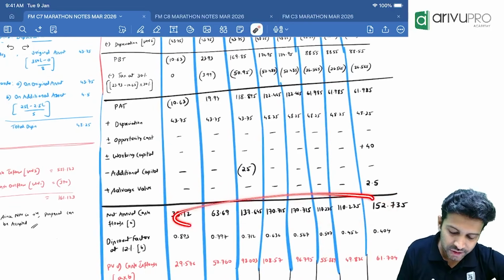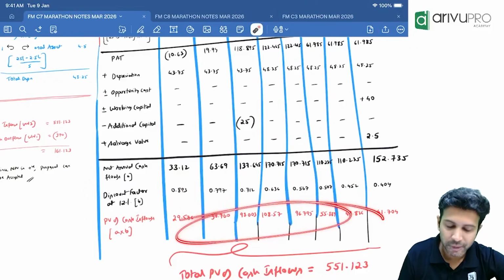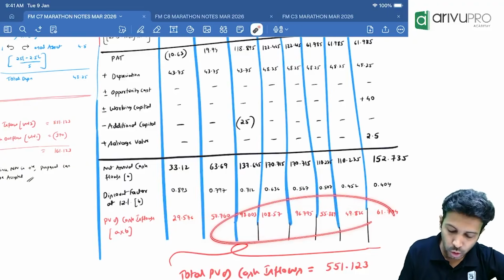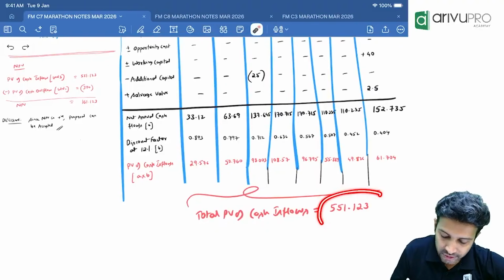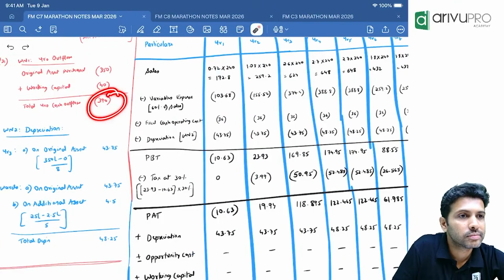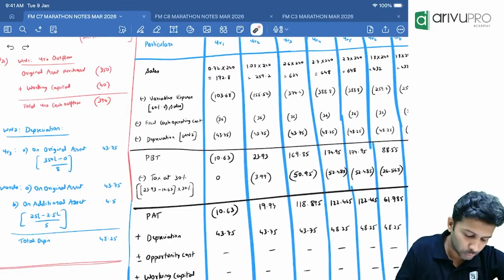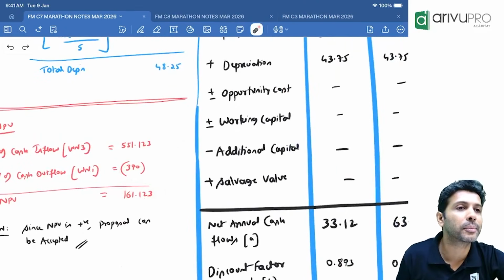But all these are present value or future value. Multiply discount factor and you will get accordingly present value of cash inflow. Total them up and you will get total present value of cash inflow. This is your present value of cash inflow. This is your present value of cash outflow. When you net off, you will get NPV. And NPV is positive. So reject or accept?